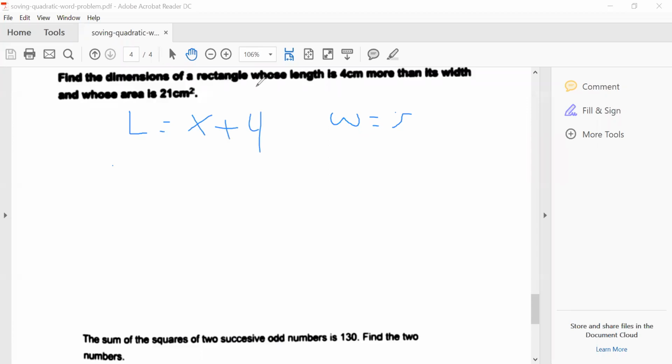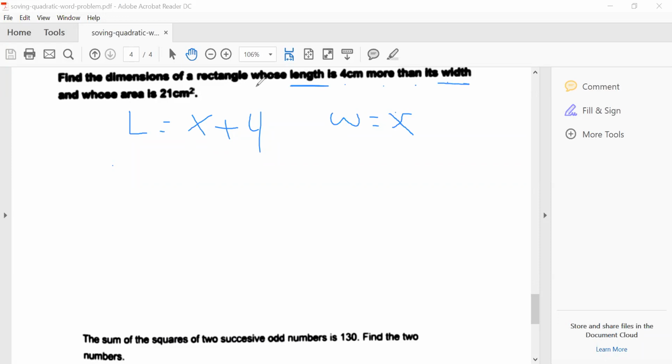X minus 4. One of them will be x, and the other is more than it, so the width is x. Why is the width x? Because if I add to the width, it gives me the length. Yes, because he told me that the length is 4 centimeters more than its width.